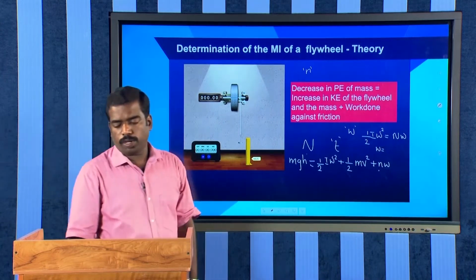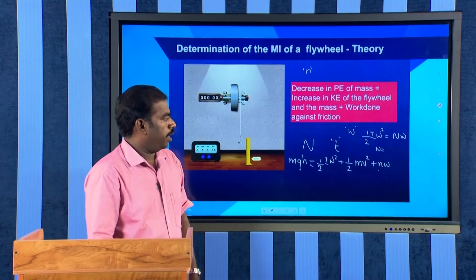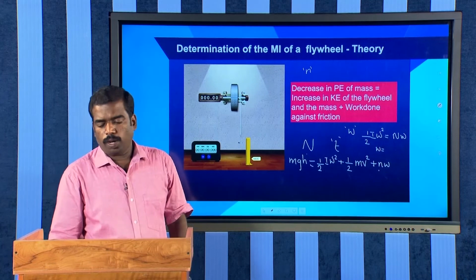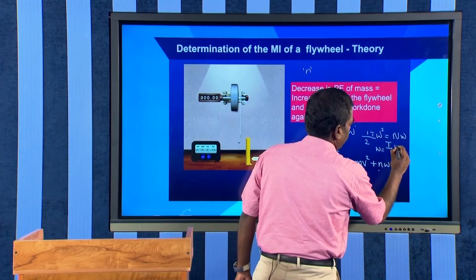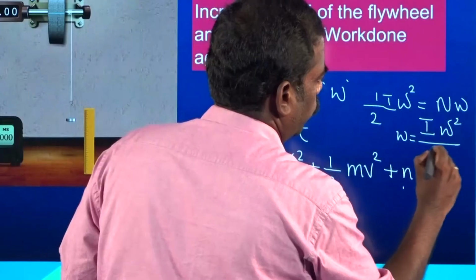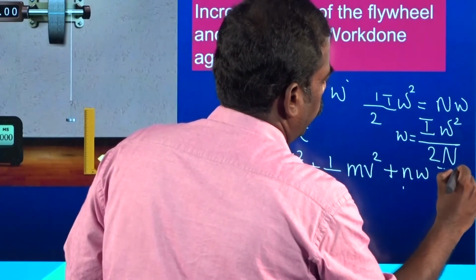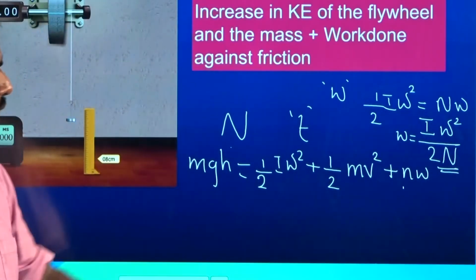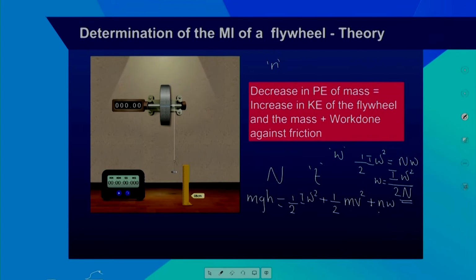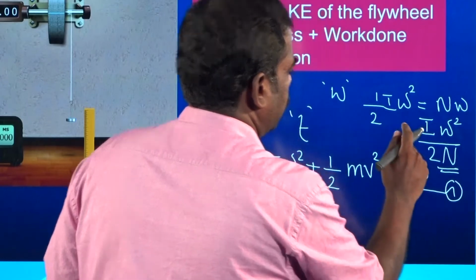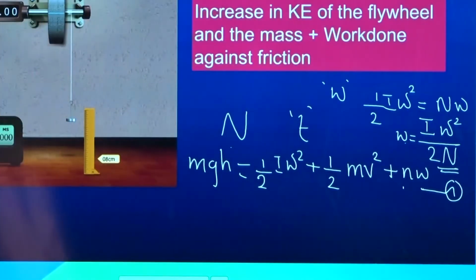Half I omega square equals Nw, or w equals I omega square by 2N. So we got the expression for the work done against the friction per rotation. Now substitute this value of w in equation 1.